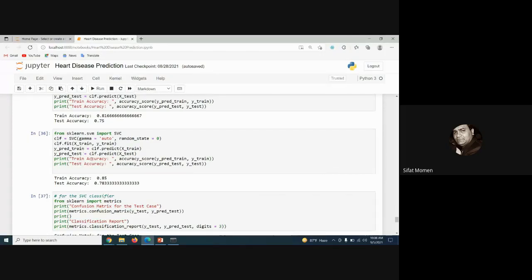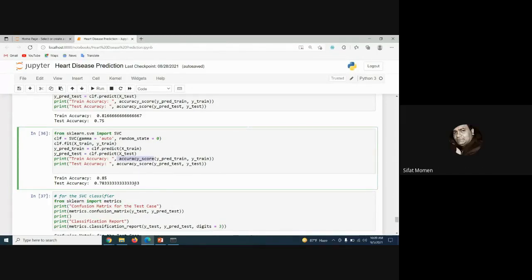Now, in order to find train accuracy, you use something called accuracy score, and you give the predicted train value and actual train value. This will give you the training accuracy, which is 85% here. And if you want to find out the test accuracy, give the predicted test value and the actual test value in the accuracy score function. That will give you the test accuracy. So this is something we know, right? Are we okay? Yes? Yes, sir.